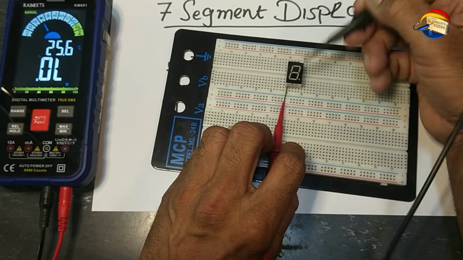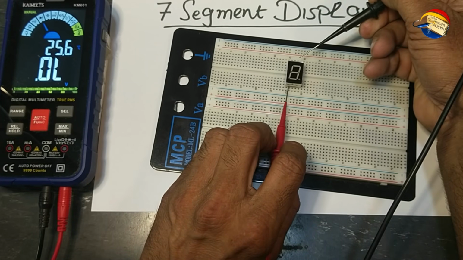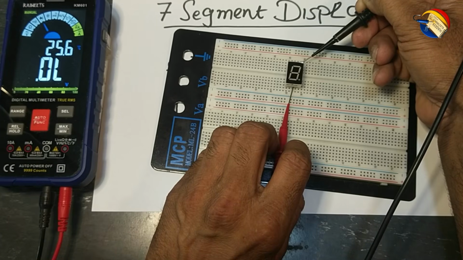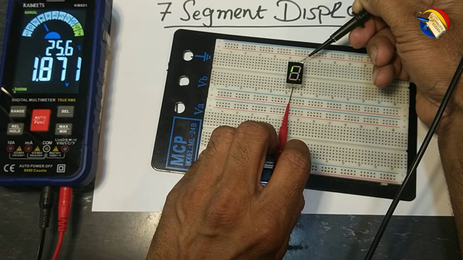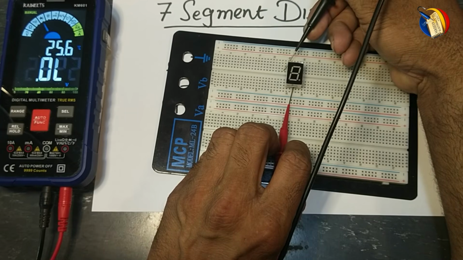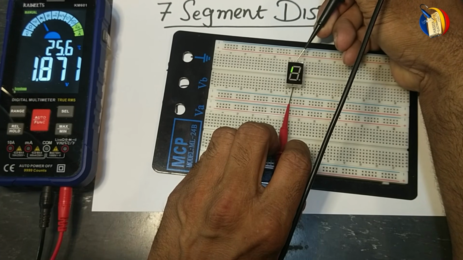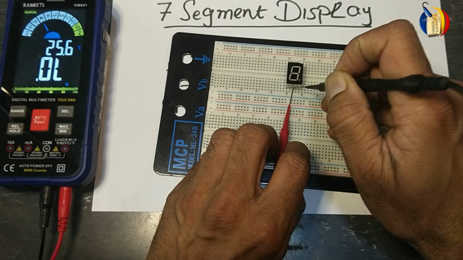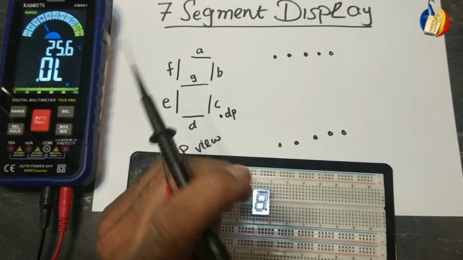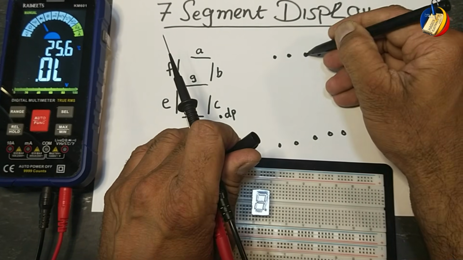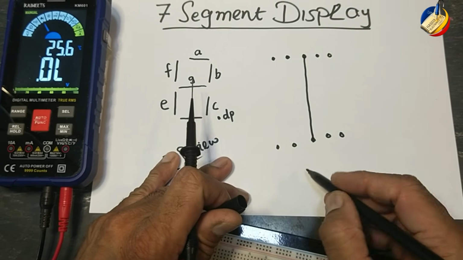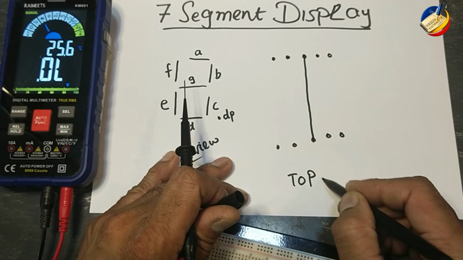We will take red as common. Yes. Center pin in the bottom and center pin in the top side are connected together, so these are common pins. It is top view.